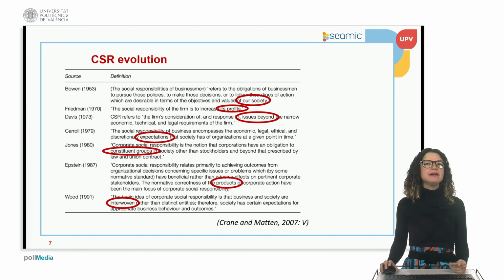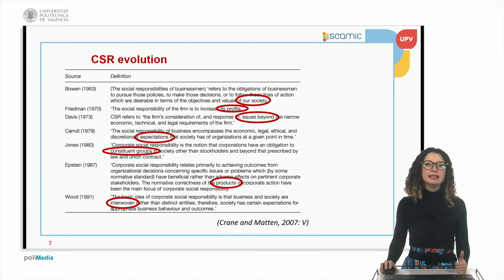Here you can see different definitions of what is social responsibility. It's the evolution of the concept. In 1953, the concept focuses on carrying out actions that are desirable for society. In the 70s, the social responsibility of the company is the increase in benefits, the value of the shareholders. In 1973, responding beyond legal techniques or economic requirement is the aim of CSR.